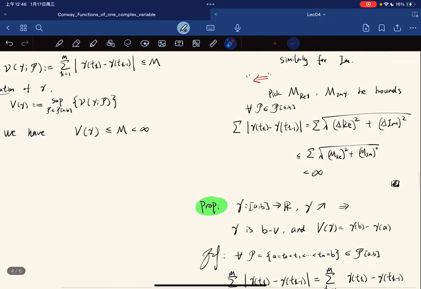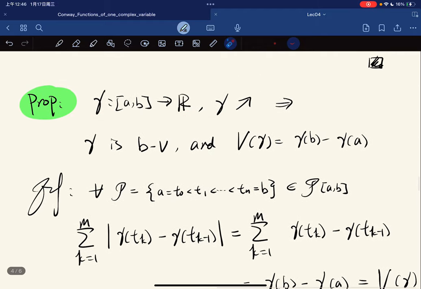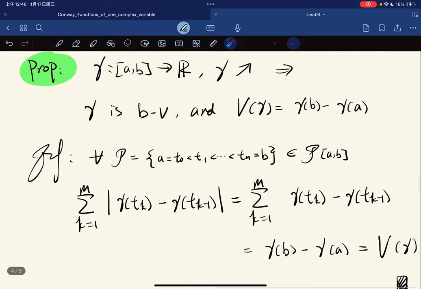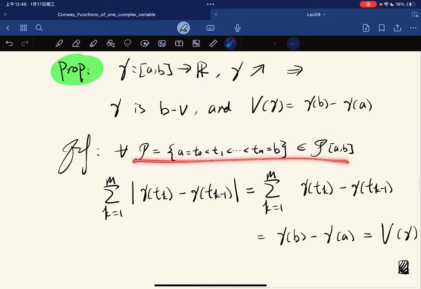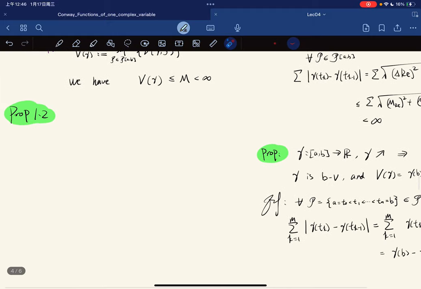Another proposition is that if V is non-decreasing or increasing, then it is automatically of bounded variation, and we have this. So the total variation is just the difference. The proof is kind of easy. For any partition, we can telescope. We can take off the absolute value sign because it's this, and we get a telescoping sum, and this is equal to this.